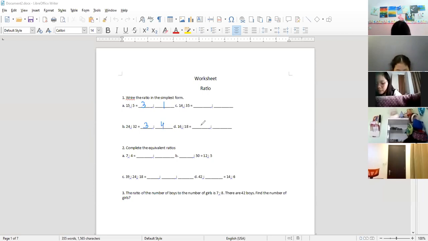Now come to the D part. D part is 16:18. Kyra, 16 and 18 come in which multiplication table? Two? Yes, very good. So 16 divided by 2 is 8. And 18 divided by 2 is 9. So the answer is 8:9.